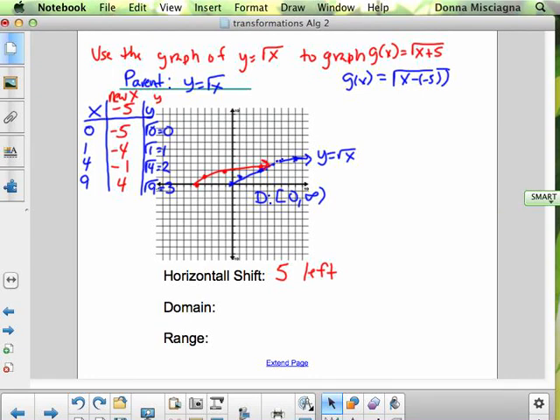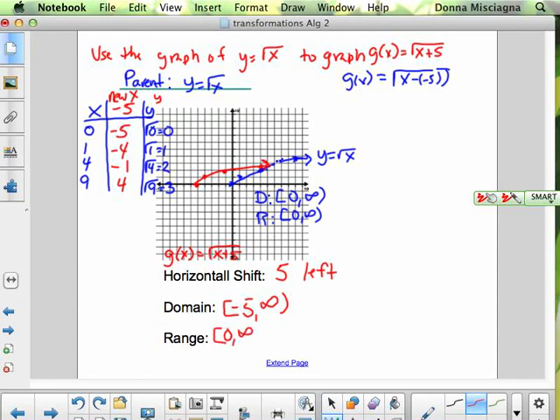The domain for the transformed graph, g of x equals the square root of x plus 5, is now going to be negative 5 to infinity, because it's been shifted 5 to the left. And notice no negative numbers, so the range for both the parent graph and the transformed graph is 0 to infinity. All the y values are at or above the x-axis. Because when you take square roots, you don't get negative numbers.